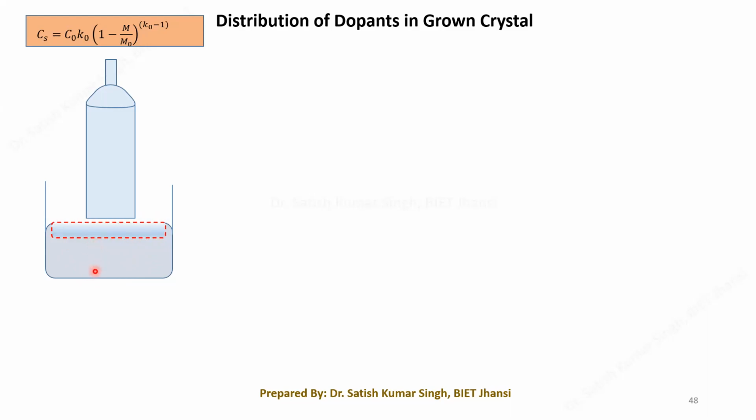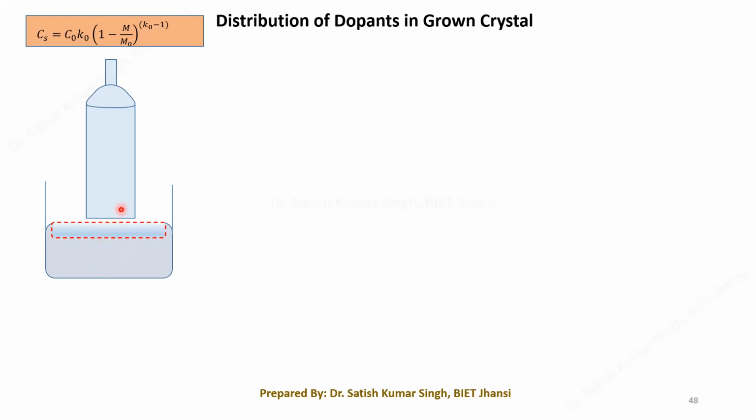But within this particular layer, which from now onwards I will call the stagnant layer, okay, it is defined as the stagnant layer, and within this stagnant layer we have a variation of the dopant concentration, and obviously the concentration will keep increasing, and at the top we are going to get the maximum concentration of the dopant. Why?